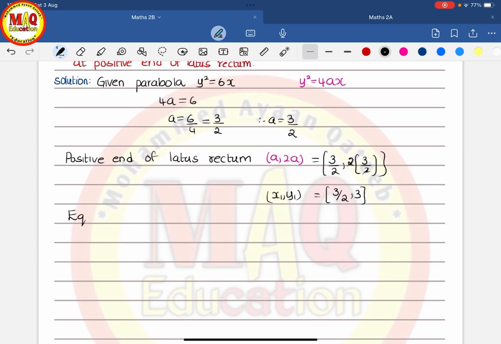Equation of tangent. So equation of tangent is S1 equal to 0. Here S is y square minus 6x equal to 0. For this, S1 notation is y into y1 minus, if you write 3, we can write it as 3 into x plus x1, equal to 0. Okay. y into y1 minus 3x minus 3x1 equal to 0.